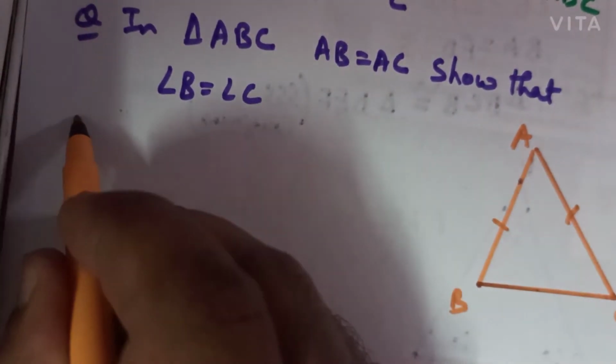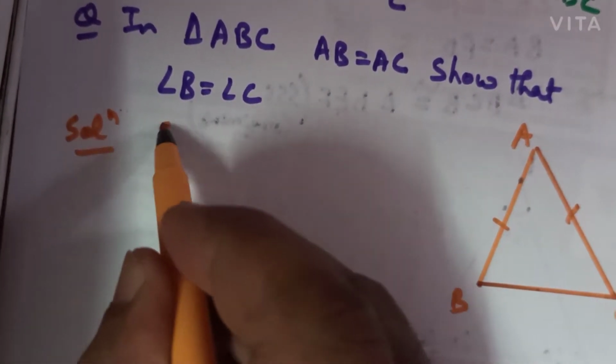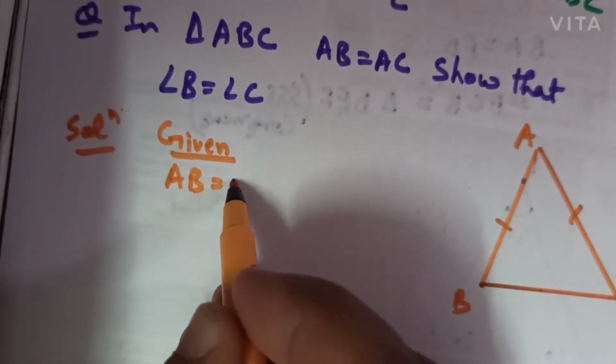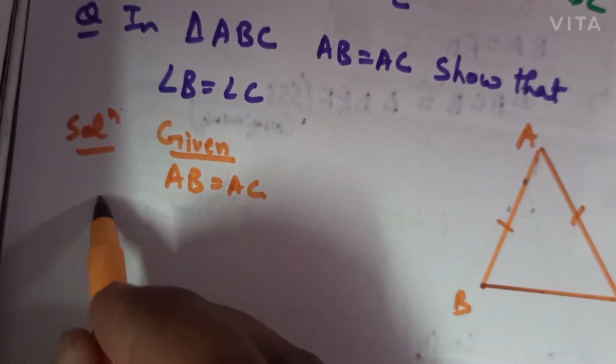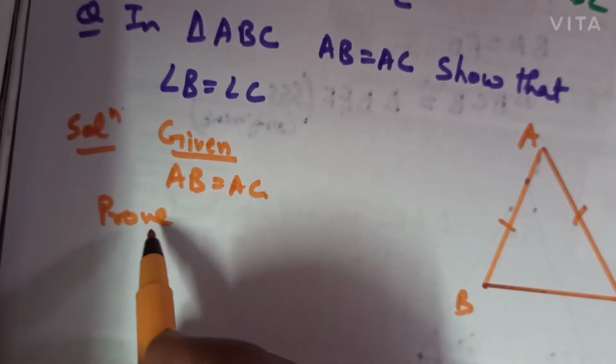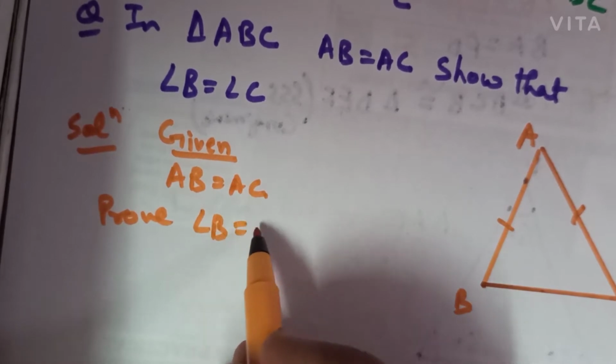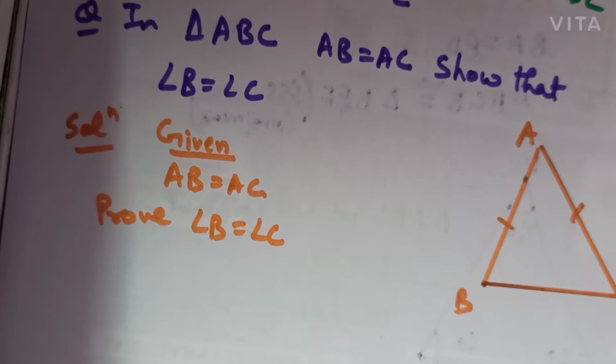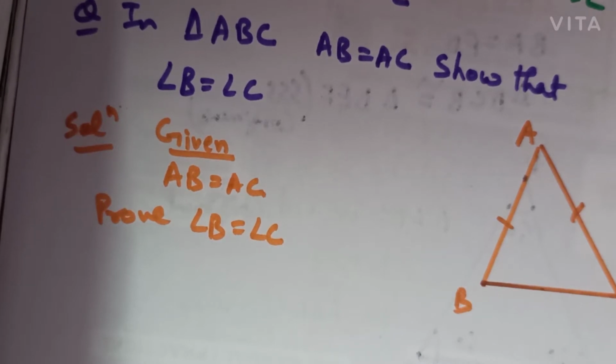So we will write: Given, AB equals AC. And what we have to prove? We have to prove that angle B is equal to angle C. Or in fact we can say angle C is equal to angle B, because the angle opposite to AB is angle C and the angle opposite to AC is angle B. So in order to prove this, we have to do a construction.